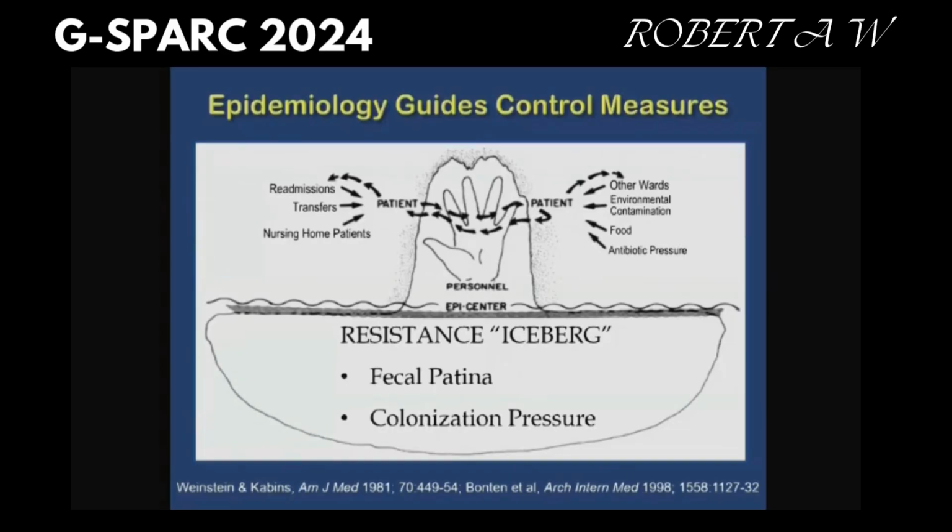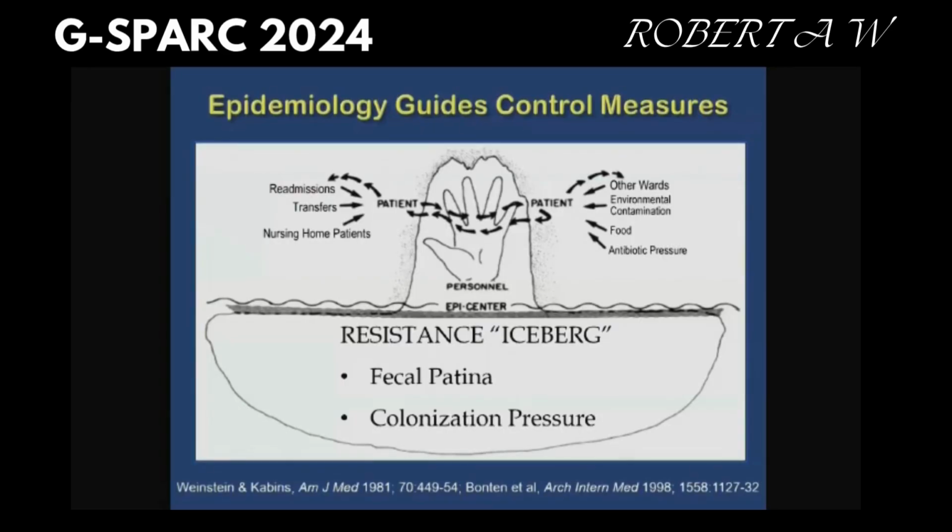And you can see 2 concepts that are key in the resistance iceberg are the fecal patina, that is, interestingly, the gram-negative bugs and gram-positive bugs that are resistant coat the skin of patients in hospitals. So they're like microbiologic chameleons, that they develop a skin flora that reflects their environment of resistant bacteria. And the more of these patients there are, the greater the colonization pressure, which is the second concept, which leads to spread from person to person.